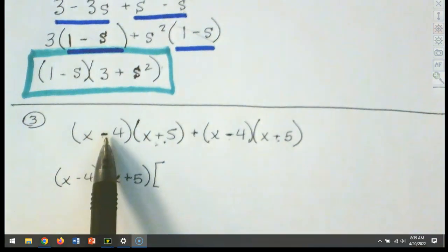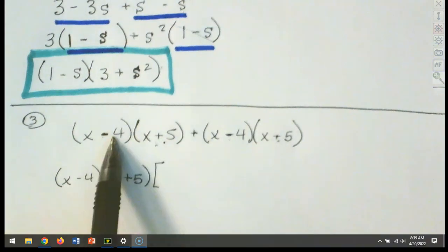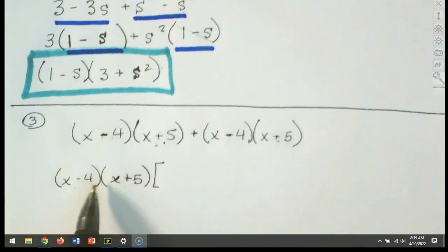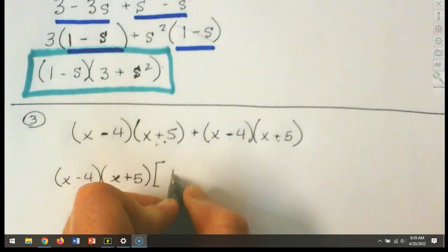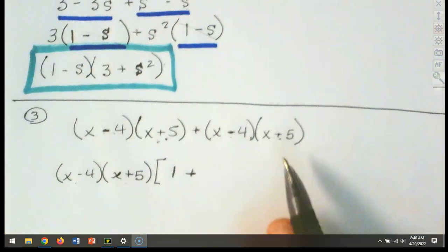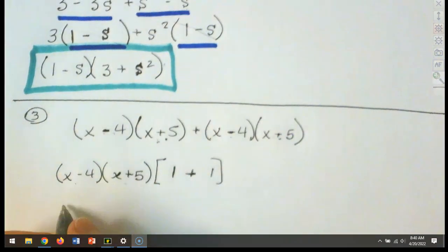Now, what did we take out of the first 2 pieces? The first piece here, we took out an x minus 4 and an x plus 5. So all of this divides by that, and that leaves you with a 1, right? Because it goes away completely. We leave a 1. And what about over here? Same thing. We leave a 1. And then that 1 plus 1 makes it a 2. We'll put that out in front.